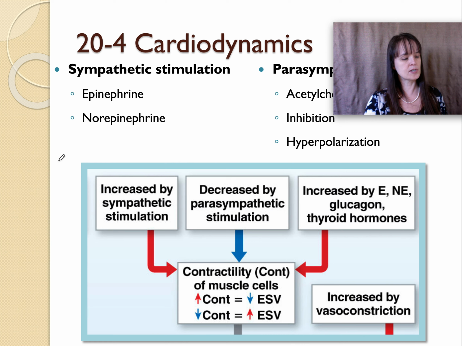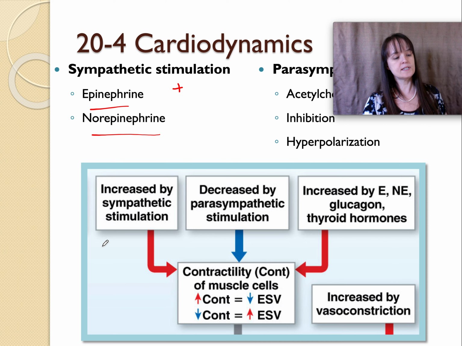ANS on contractility. Sympathetic stimulation has a positive inotropic effect, increasing contractility. It releases epinephrine and norepinephrine, that's E and NE in the parentheses. The net effect is that it increases the force of contraction, increases the stroke volume, and decreases the ESV, which is end systolic volume.